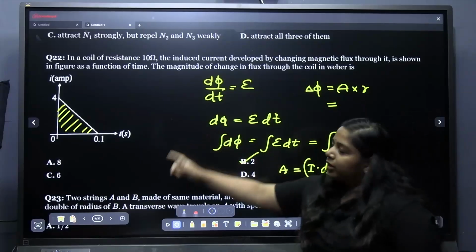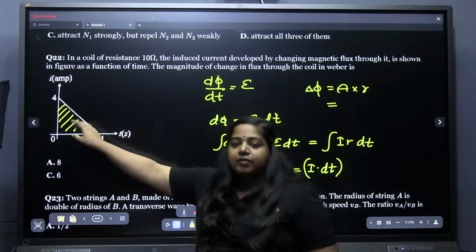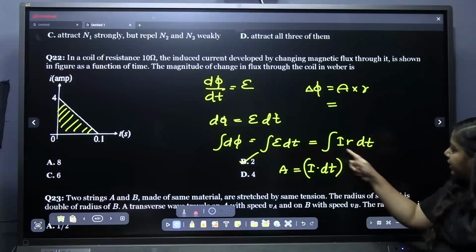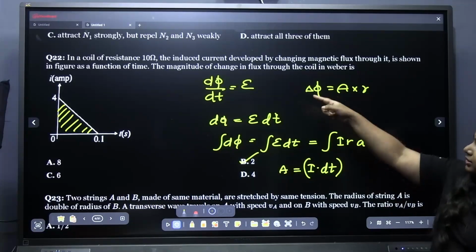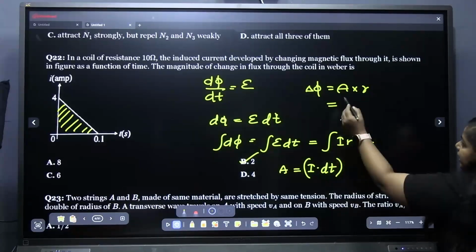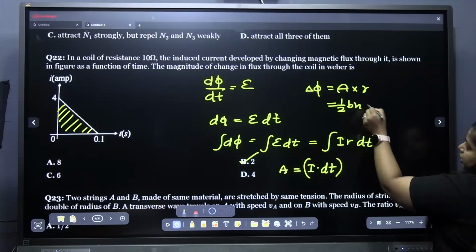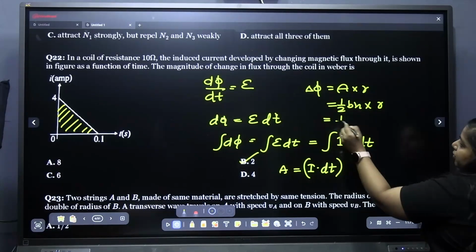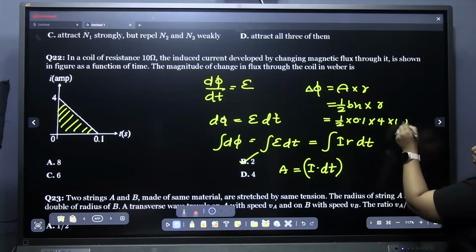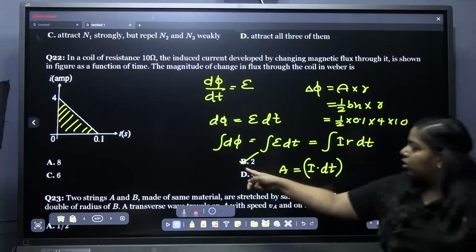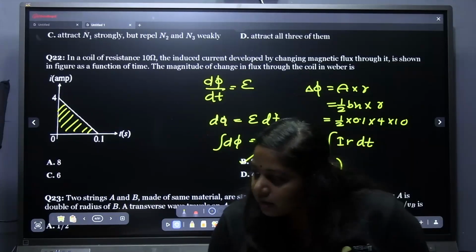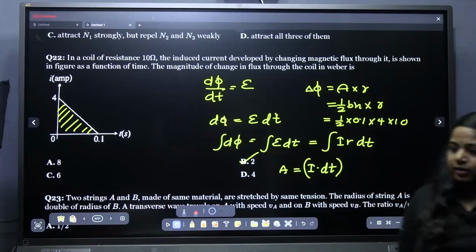So what we did is find the area. So we will get a current into time. Then if we multiply that along with this R, resistance is given as 10 ohm, we will get change in flux. So half BH, area is half BH into resistance R. This will be 1 by 2 into base is 0.1, height is 4 into 10. So answer is option B. Is that clear now?